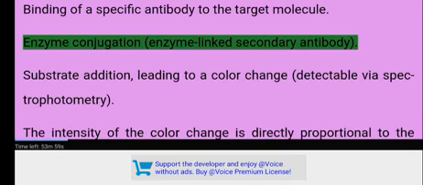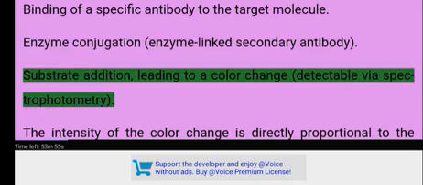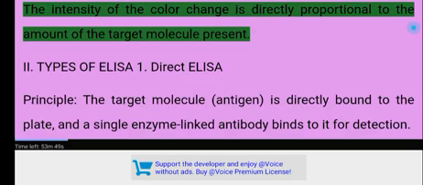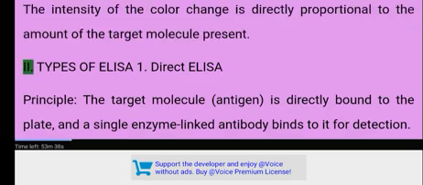Enzyme conjugation, enzyme-linked secondary antibody. Substrate addition, leading to a color change, detectable via spectrophotometry. The intensity of the color change is directly proportional to the amount of the target molecule present. 2. Types of ELISA.